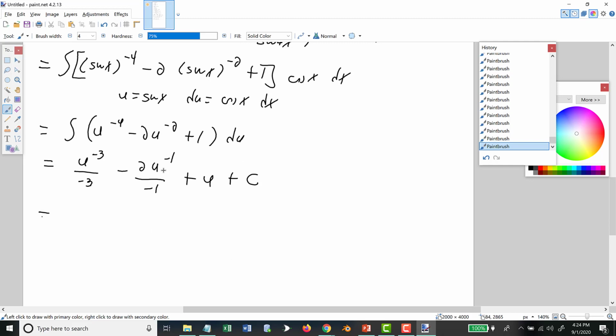Now I'm going to plug my u equals sine back in, so that's sine to the negative 3, and so I'll take it down below. I'll put this negative here up on top, so I've got negative 1 over 3 sine to the third power. Negative negative gives me a positive 2. Now I plug sine in for the u here, and I get sine to the first power, so that just gives me sine x, plus u, which is sine x, plus c. And that's our answer.